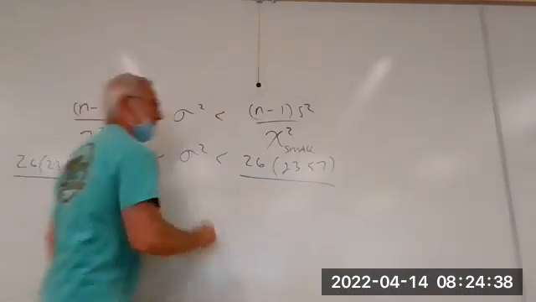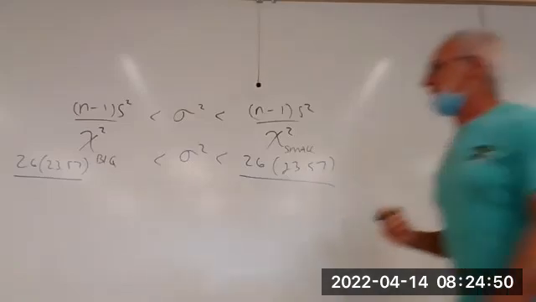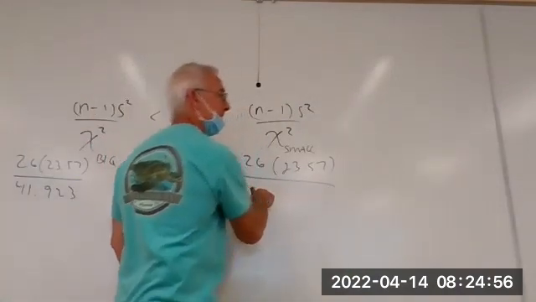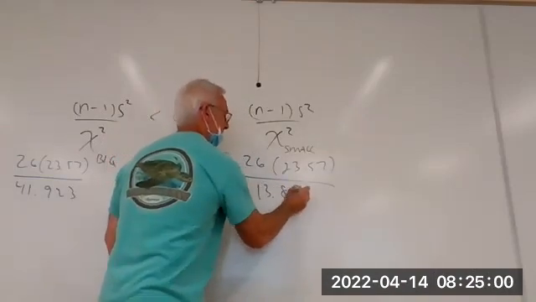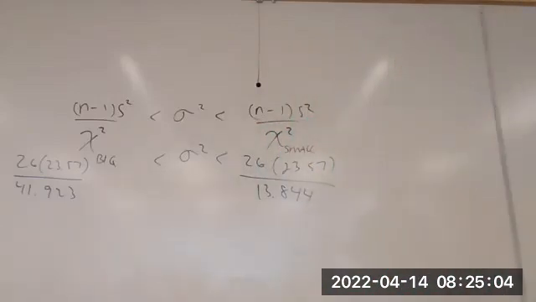Now, which one's bigger? I think that one's bigger. This is what I mean by big and small. That one's bigger, so that goes first. So 41.923. And over here, what goes here? Now, the idea is we don't know the true standard deviation of the population.